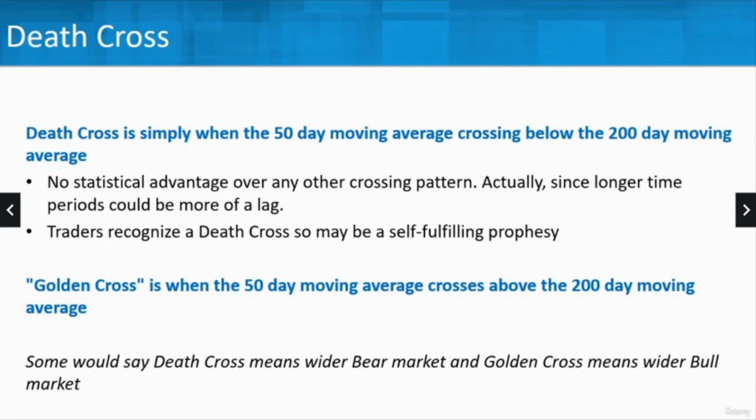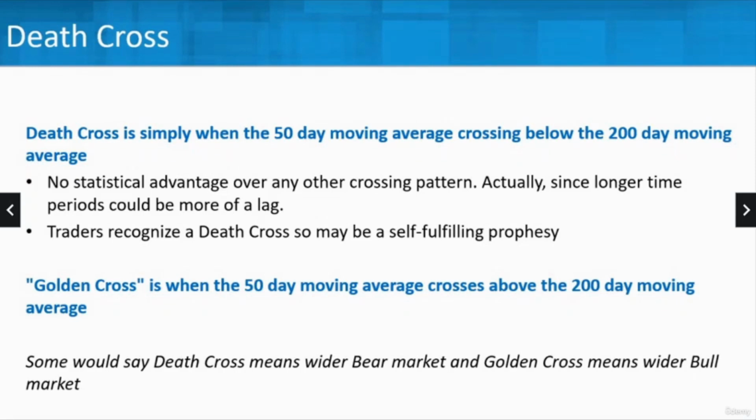A death cross is simply when the 50-day moving average crosses below the 200-day moving average. That's the definition of a death cross. So we would know that would be kind of like a sell pattern or a bearish pattern. Now, there's no statistical advantage over any other crossing pattern, and actually, since it has longer time periods of 50 and 200 days, you are experiencing more lag, as we know from our previous lessons. But traders recognize a death cross.